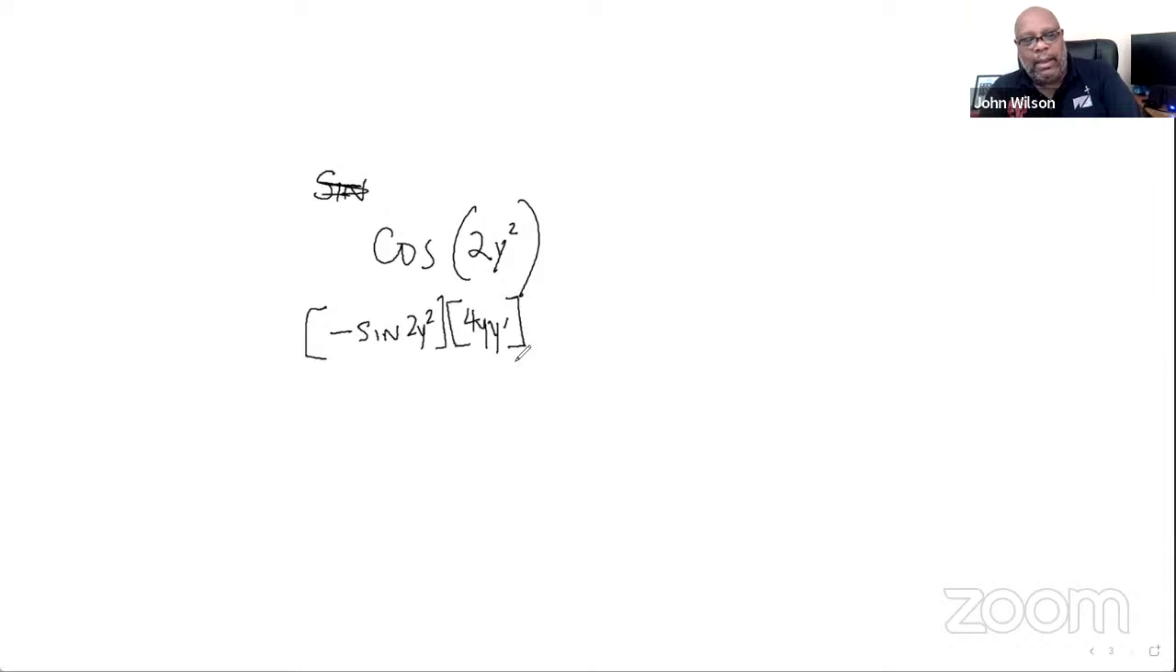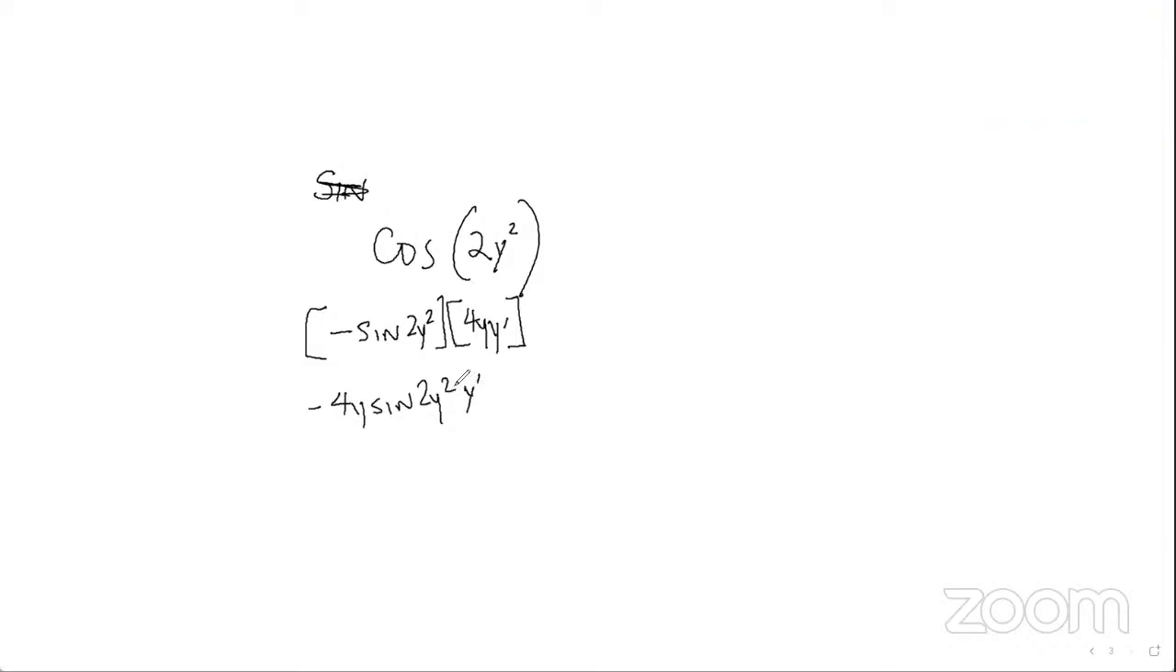You could have started with that, but I don't know if I would. Now, if you want to rearrange this, you could say minus 4y sine of 2y squared times y prime, right? Anyway, you'd never see this by itself with implicit. You'd have it as part of an equation, but you get the idea.